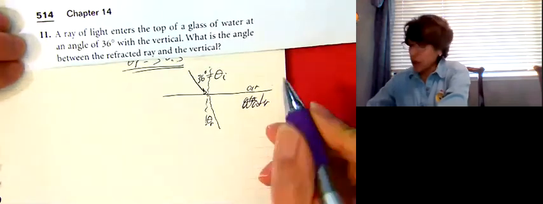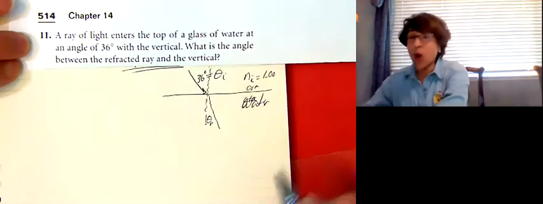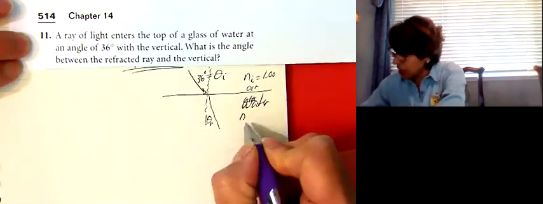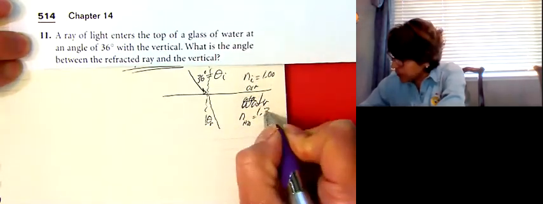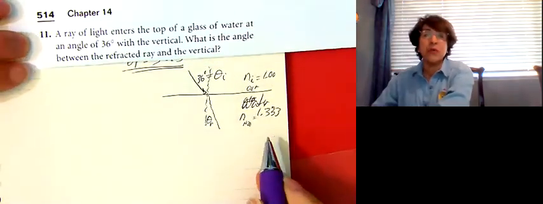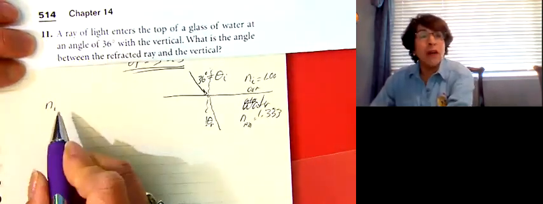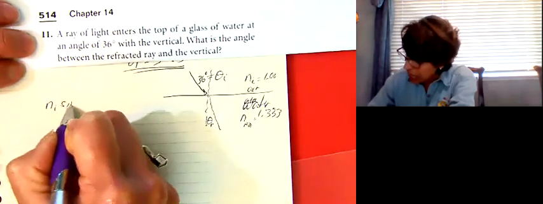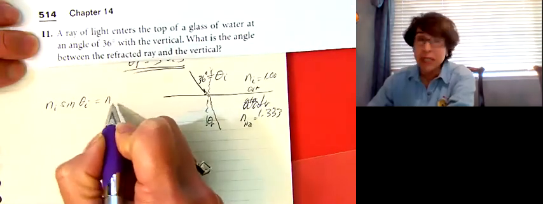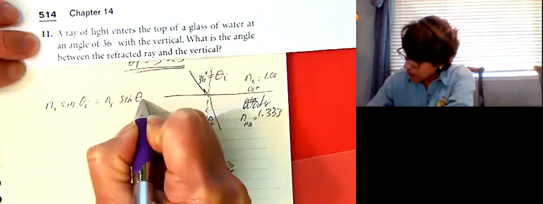Okay, air, we know that the index of refraction of air, put that here, is 1.00. And the index of refraction of the material where it gets refracted, water, is still 1.333. There's a table in your book with a whole bunch of different kinds of materials and what the index of refraction is. All right, so here we go. The incident index of refraction times the sine of the incident angle is equal to the index of refraction of the material times the sine of the refracted angle.